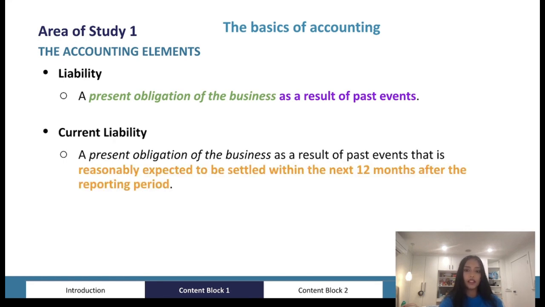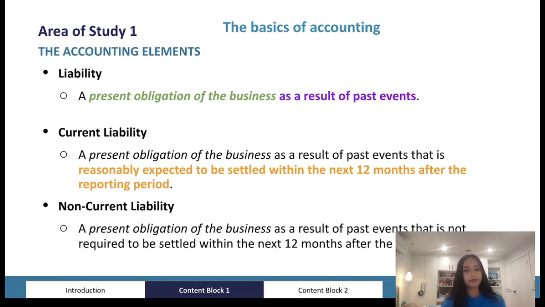And it can be current, which means that when a liability is current, it just means that you can reasonably expect the liability to be settled within the next 12 months after the reporting period. Whereas with non-current liability, it's not required to be settled within the next 12 months after the reporting period.